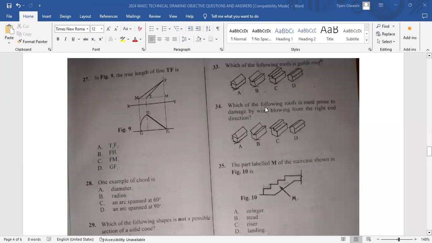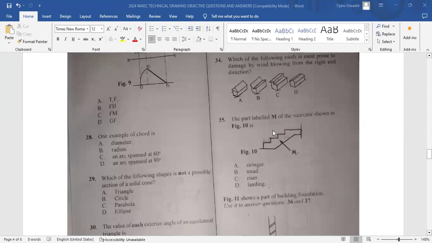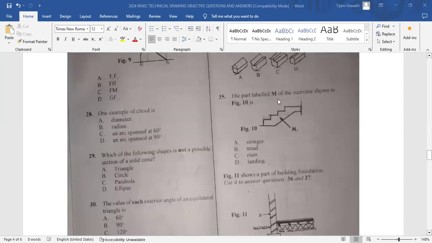Question 34, which of the following roofs is most prone to damage by wind blowing from the right-hand direction? The answer is option C. This particular type of roof will be prone to damage by wind blowing from the right side here. So option C is the answer to that question. Then question 35. The part labeled hem of the staircase shown in figure 10 is the stringer. So that is option A.